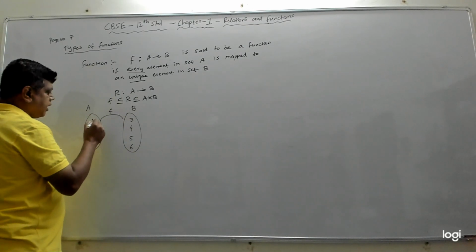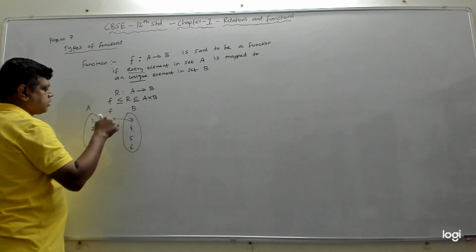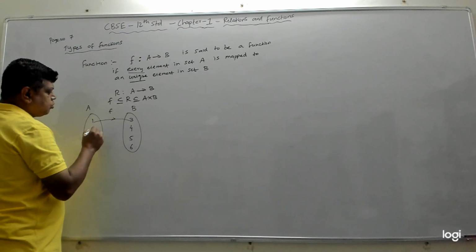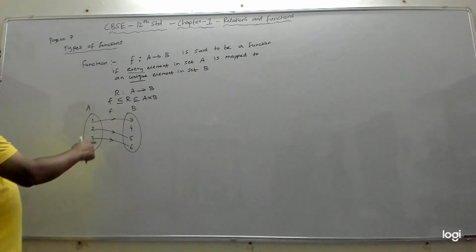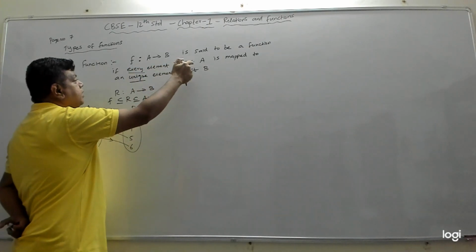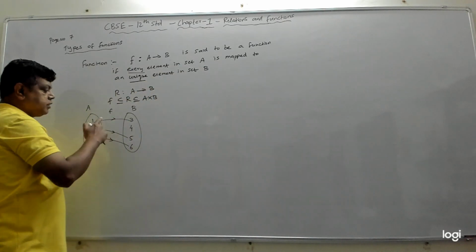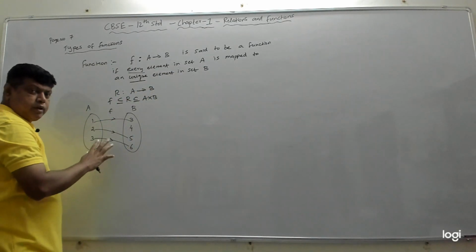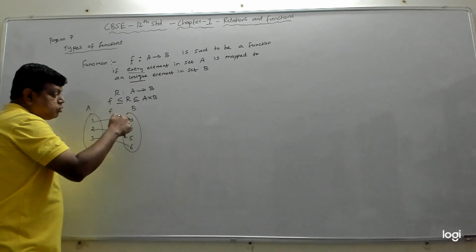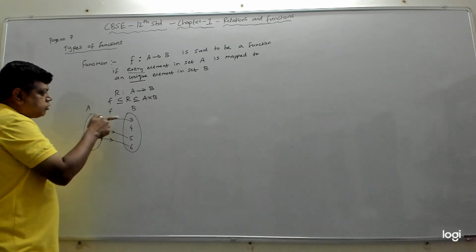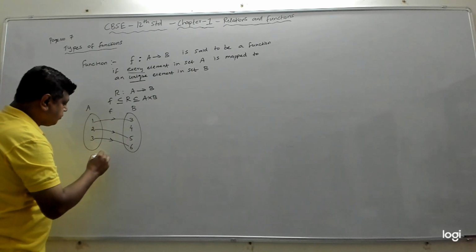So I can do the mapping like this: 1 goes to 3, 2 goes to 5, and 3 is mapped to 6. Now this satisfies the condition that every element in set A is mapped to a unique element in B. So it's a function. It's also a relation, but in particular it's a function. Every element is mapped to an element in B, and it goes to only one element. This 1 goes to 3; the 1 cannot go to 4 also. So f is a function.